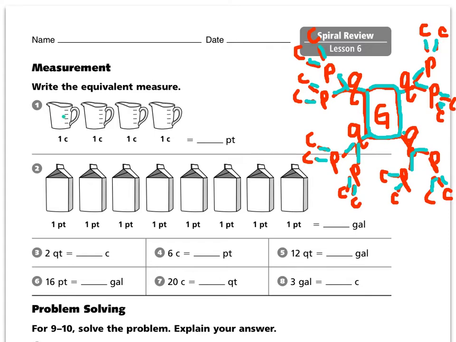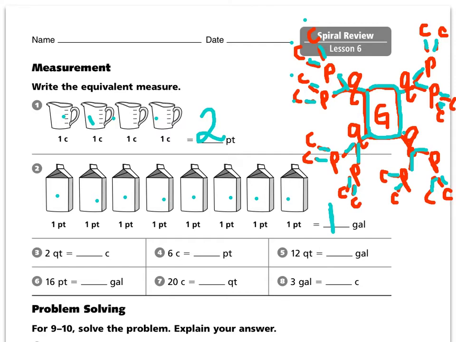So I know that 1, 2, 3, 4 cups, I can look over here and do 1, 2, 3, 4. They connect to 2 pints. Now count the pints. 1, 2, 3, 4, 5, 6, 7, 8. 8 pints equals 1 gallon.